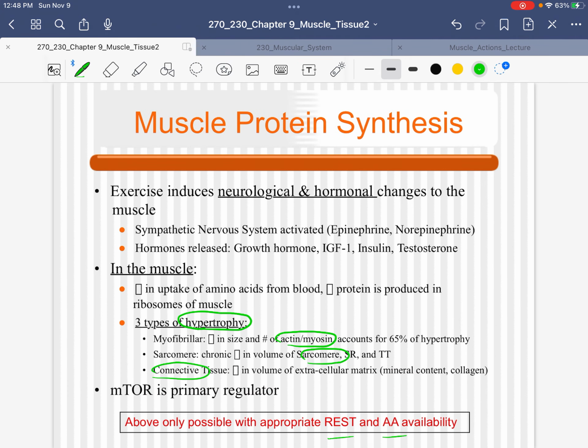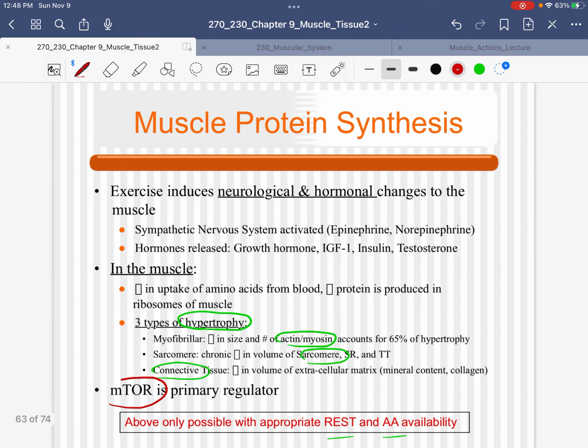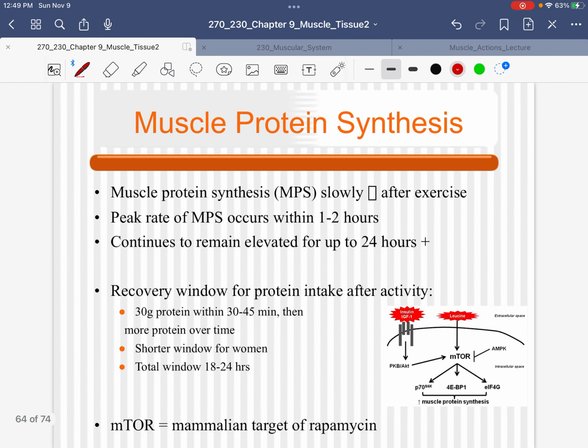The only thing I'm going to have you know regarding this is mTOR. mTOR is a chemical that is the primary regulator of building muscle. Hypertrophy, building muscle. mTOR, doesn't even matter what it is. If you're interested, it's mammalian target of rapamycin. But inside the muscle, that is what is regulating this process.